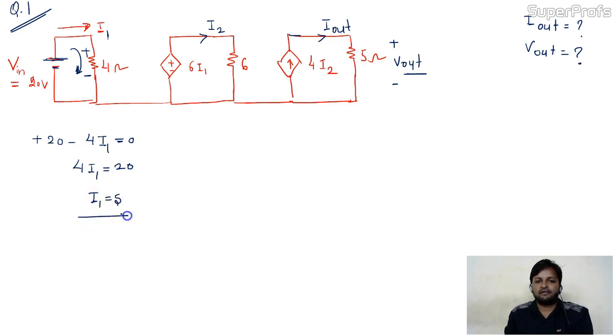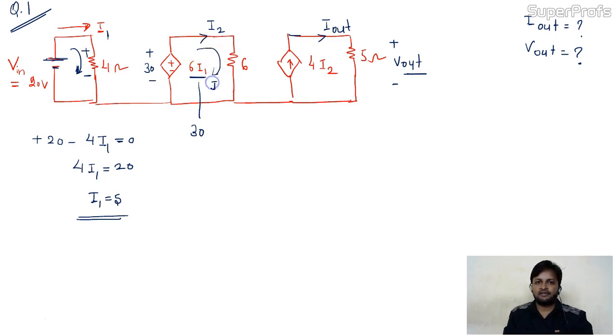Once you get the value I1 equal to 5, you by default know the value of 6I1. 6I1 becomes 30, so this voltage source becomes 30 volt now. This is the dependent voltage source, current controlled. Once you find the value of current, just multiply it, so you can get the value of output 30. Now again apply KVL here.